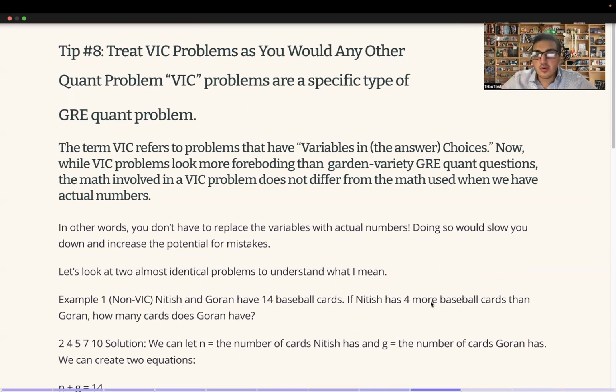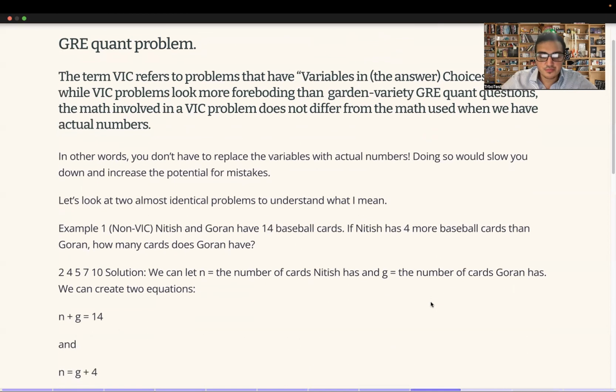Now, while VIC problems look more foreboding than the garden variety normal GRE quant questions, the math involved in a VIC problem does not differ from the math used when we have actual numbers. In other words, you don't need to replace the variables with actual numbers. Doing so would slow you down and increase the potential for mistakes. So let's take a look at almost two identical problems so you can understand where I'm coming from.